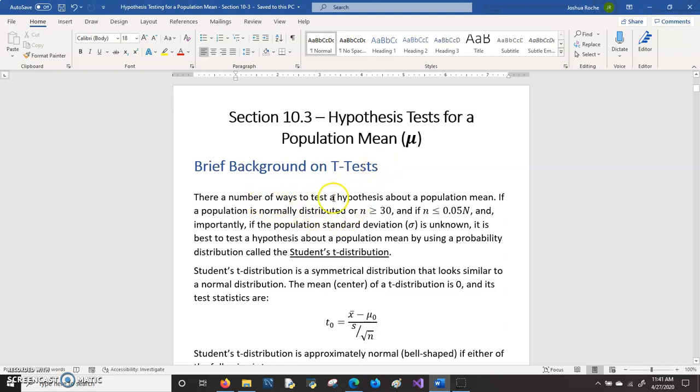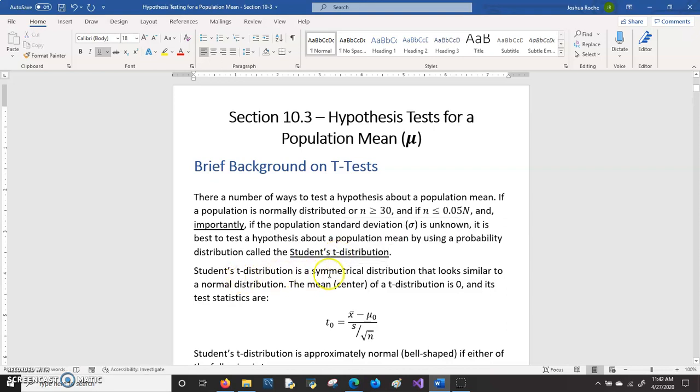There are a number of ways to test a hypothesis about a population mean. If a population is normally distributed, or if the sample size is more than 30, and if the sample size is less than 5% of the population size, and this is the most important thing, if the population standard deviation is unknown, then the best kind of hypothesis test that you would want to do is the t-test, which is a test that involves a distribution called Student's t-distribution.